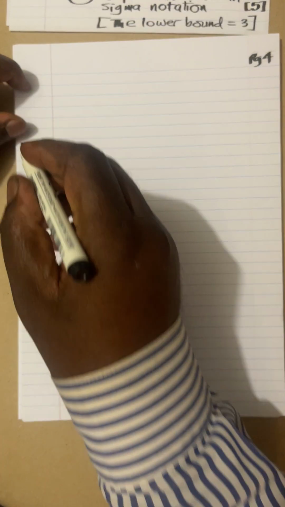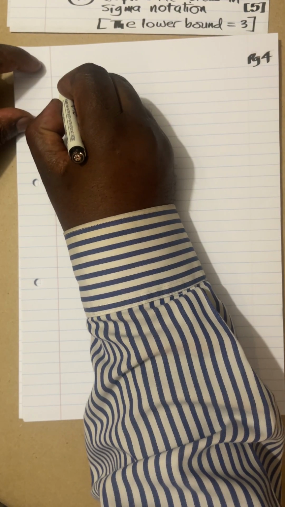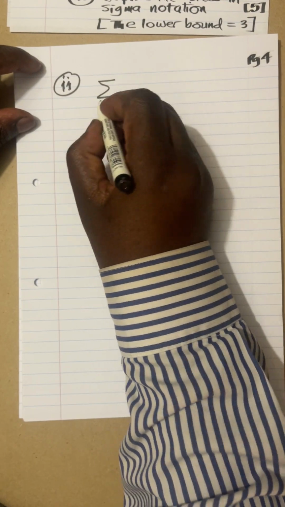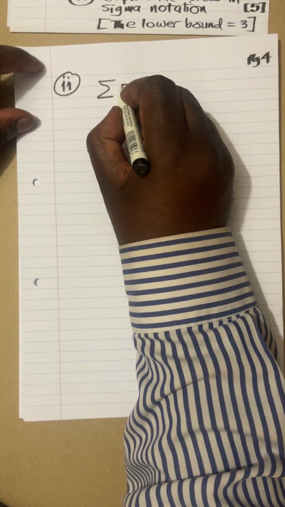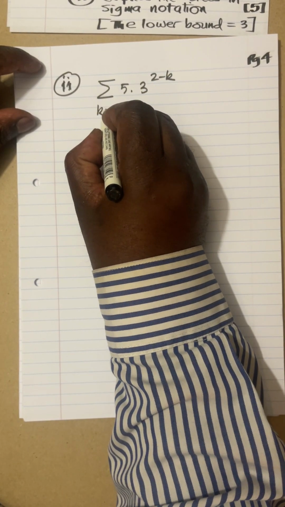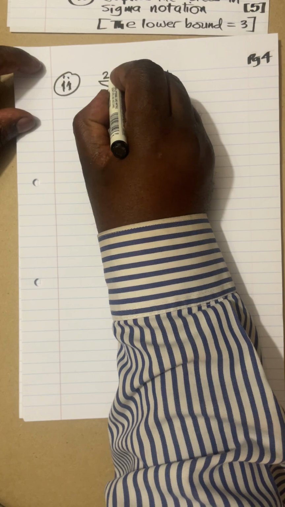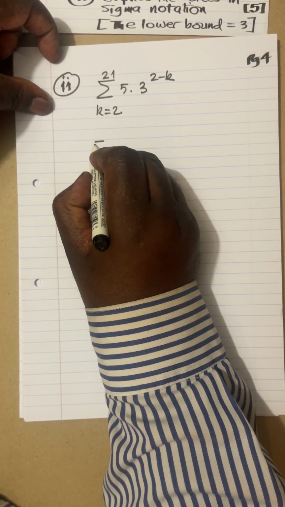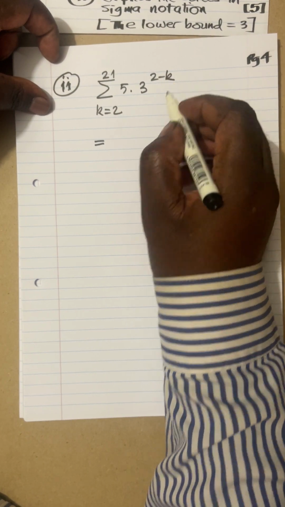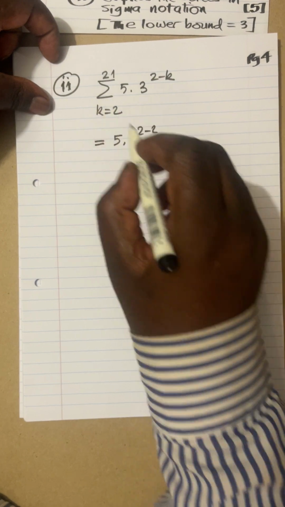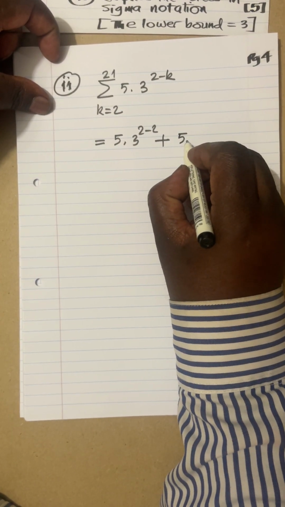So this is 2. We've done 1. Now number 2 is the sum of all 5 times 3 to the power 2 minus k from k equals 2 all the way to 21. Now again, we're counting from 2 this time, so we put 2 there. So it will be 5 times 3 to the power 2 minus 2 plus, because that's what the sigma notation says, 5 times 3 power.